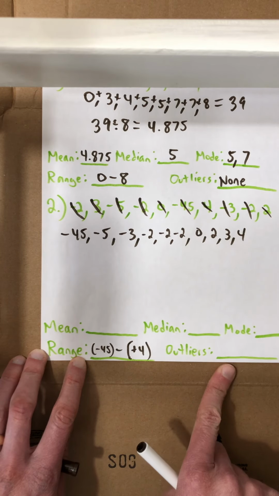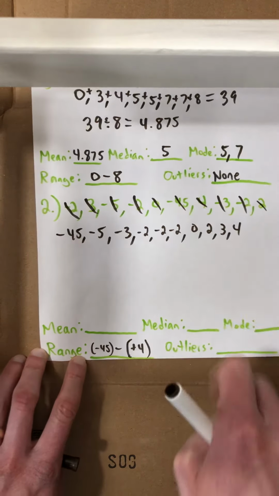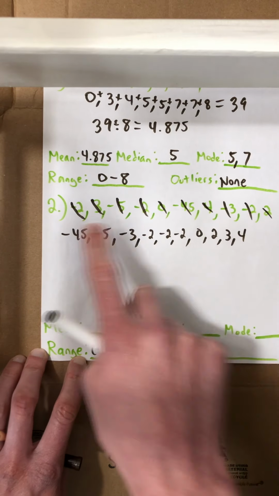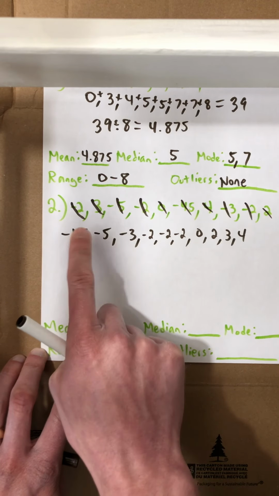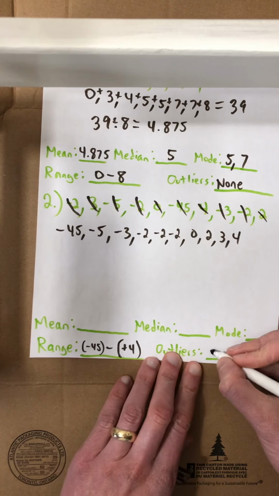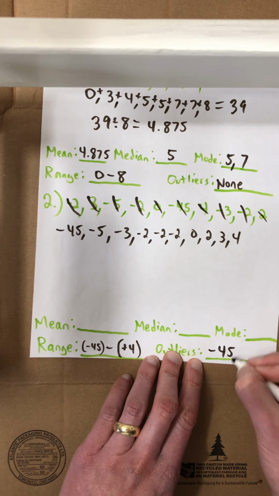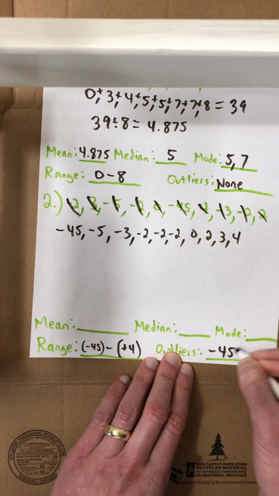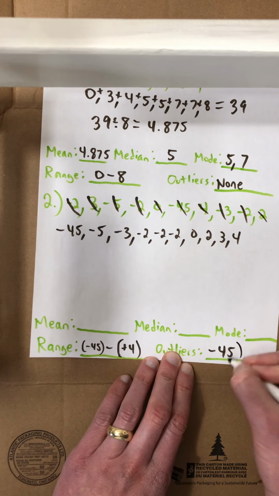Let's do outlier right away too, because there's one that clearly is different. Hopefully you can look at this and say, whoa, that number is way off compared to the rest of them. That's clearly the outlier, the bit of data that's far different from the rest of them. So minus 45 would be the outlier in this particular case.